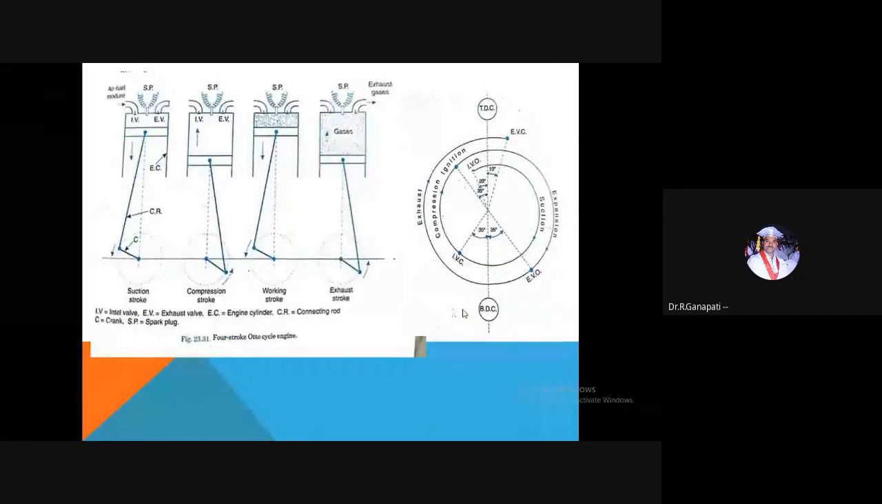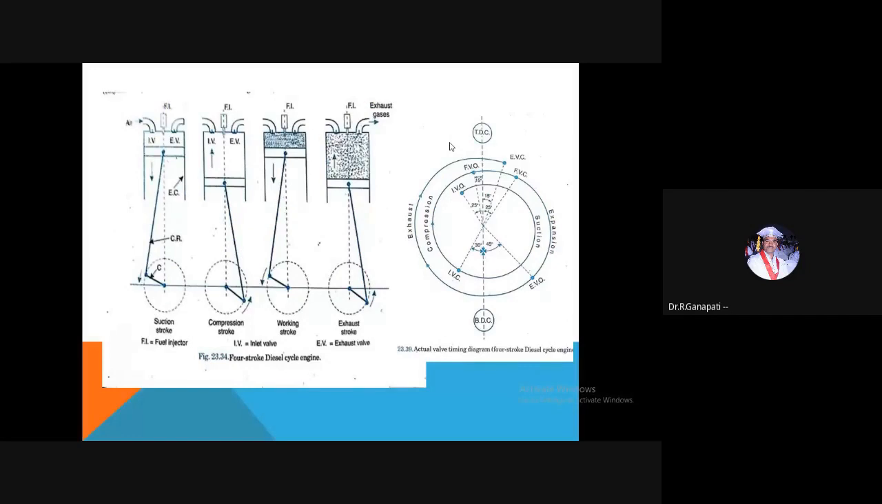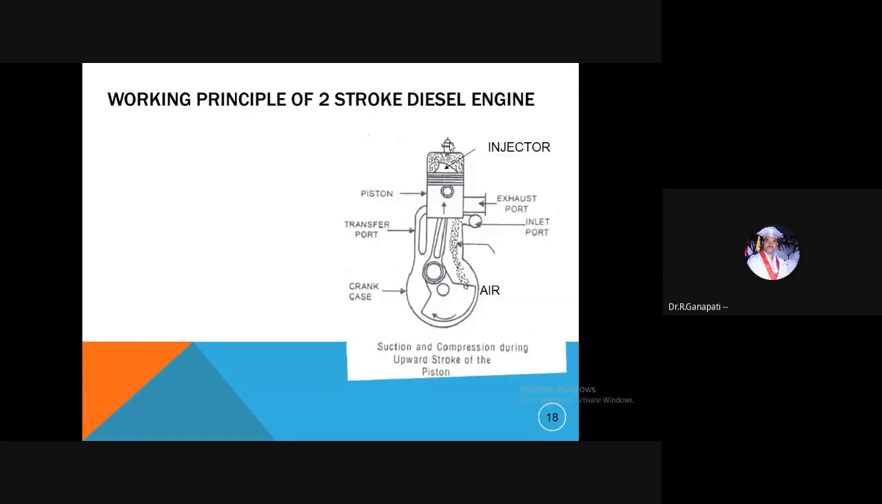Okay, so these are the things we already discussed. That is the valve timing diagram for the four-stroke spark ignition engine. And this one is the valve timing diagram for the four-stroke diesel engine.